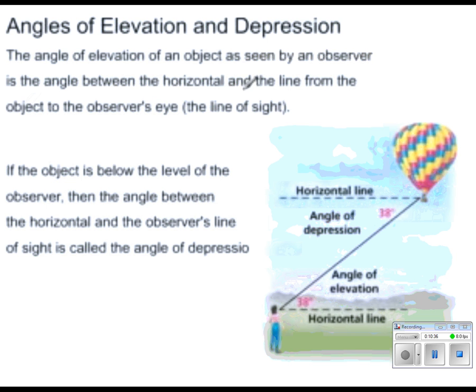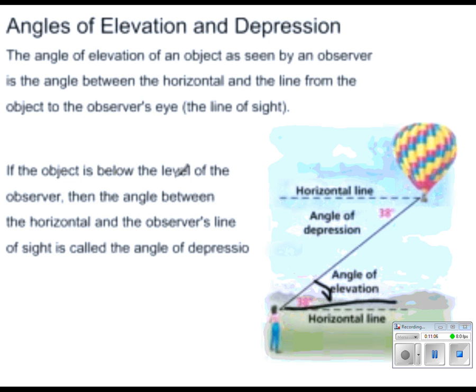is the angle between the horizontal and the line from the object to the observer's eye, which is the line of sight. Here we have the horizontal, and the line of sight goes up to the hot air balloon. With the horizon up to here, we have that angle of elevation. Drawn here, it is 38 degrees.